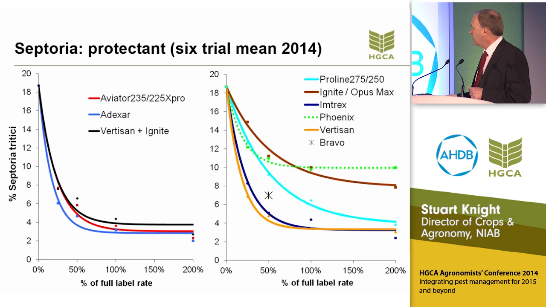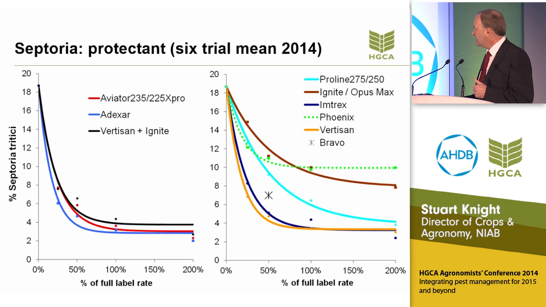There's our Ignite standard. There's our Proline line. There is our Phoenix, our protectant treatment. So you can see the Phoenix giving us a reasonable level there of Septoria protection, a nice sort of response there. But when you compare it with the chlorothalonil, you will see that obviously it's not performing quite to the level of the chlorothalonil, but it is giving us a useful level of protection. Finally, we've got our 2 SDHI products, the straights, the Imtrex, and the Vertisan. As in the example from Hereford, they are very, very closely matched.